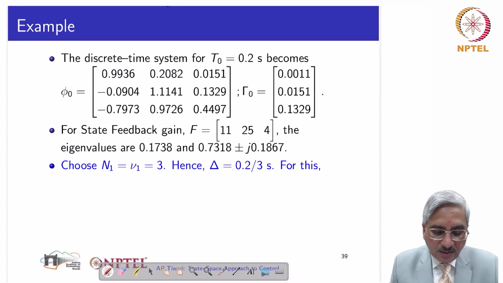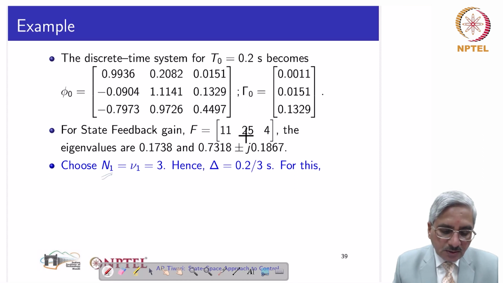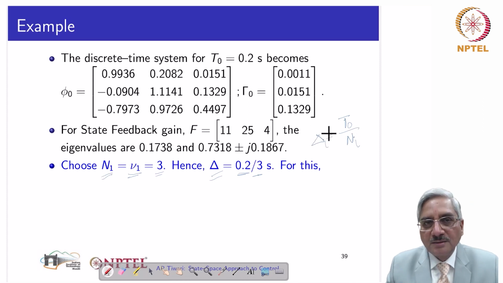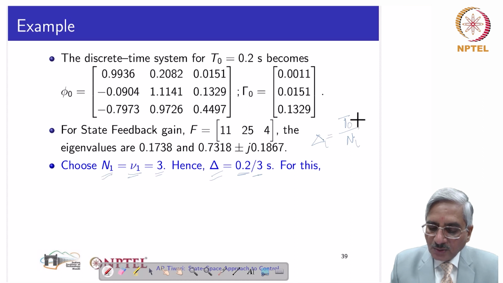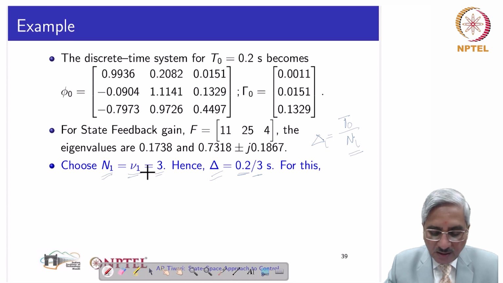Once we obtain L, then we have to obtain C, and for that we have to choose N1, the number of samples of output in one T0, which is 0.2. So we choose N1 the same as the observability index, which is 3. And so delta will be 0.2 by 3. This is T0 by N1, which is what delta is. Here there is only one output and only one input. So T0 is 0.2 and N1 is 3, so delta is 0.2 by 3 seconds.